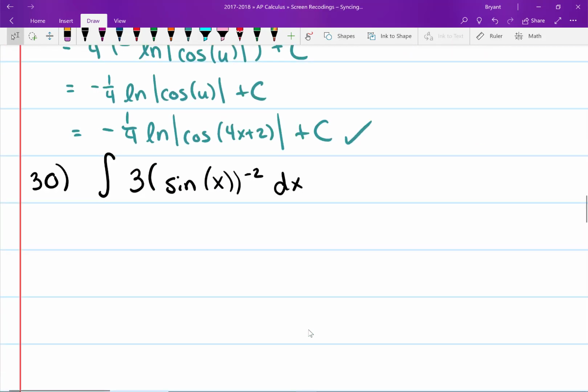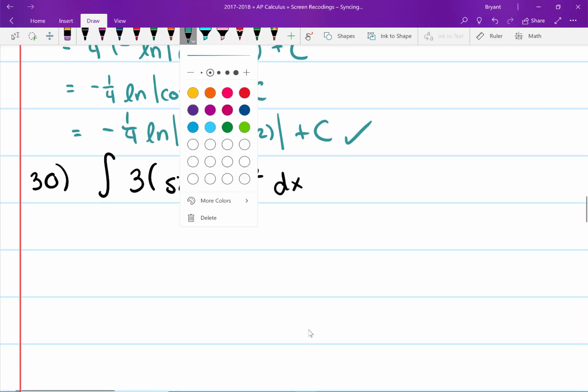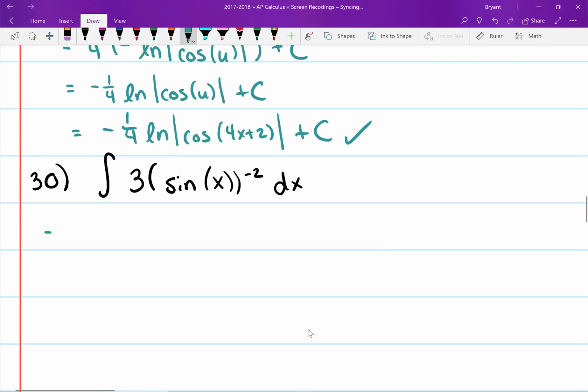All right, moving on to number 30. So in number 30, we see 3 times the integral of sine of x to the negative 2 power. So this one actually does not require a u sub, it just requires a little manipulation of the problem. So this is going to be equal to 3 times the integral of, and I'm going to write it as 1 over sine squared of x dx.